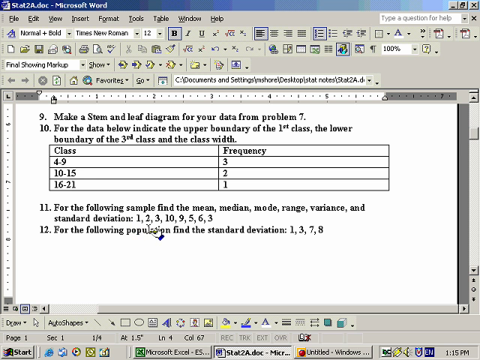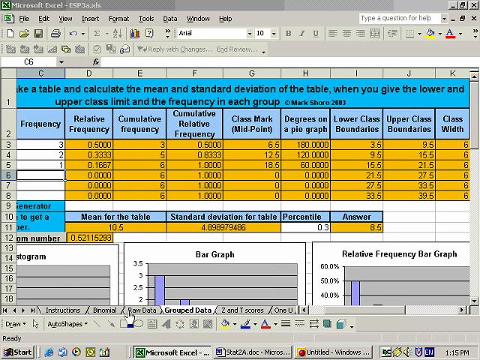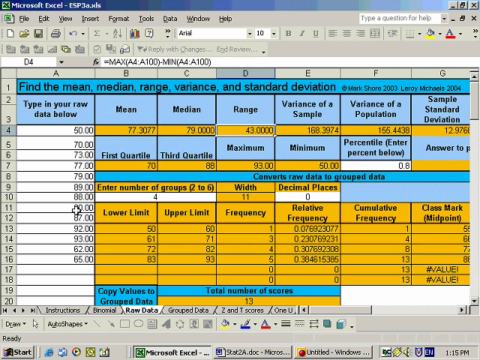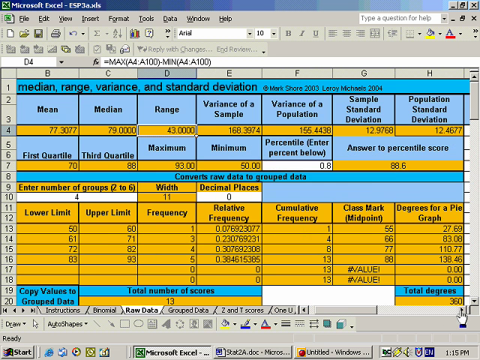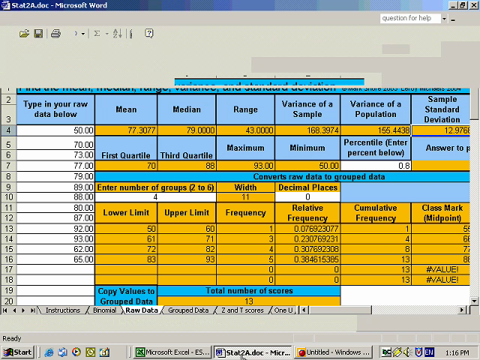Well, we would put this data 1, 2, 3, 10, 9, and so on into the Excel sheet under raw data, we would put those values in right here, and your mean, median, range, and so on would all be calculated right here. For the standard deviation, since this said this was sample data, we would use sample standard deviation, the number right here. Now I didn't put those values in, but you would just put those values in and you would get the answer to that problem.